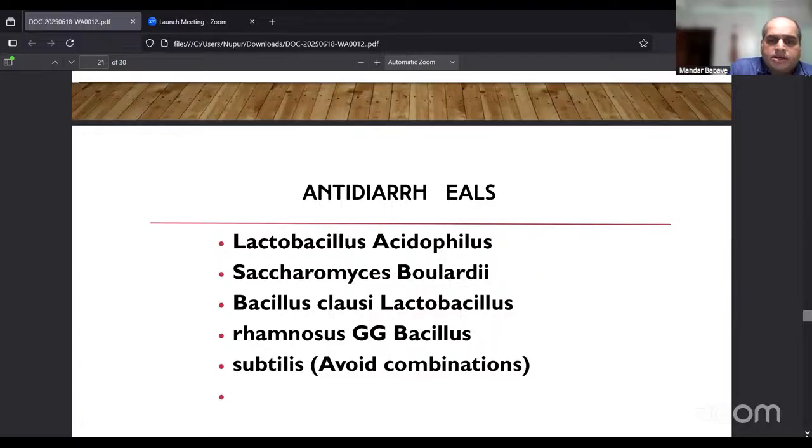Saccharomyces boulardii is available in the form of sachet. Bacillus clausii is available in liquid form, which is colorless, tasteless, odorless. Lactobacillus rhamnosus GG is available again in sachet form. Now, there are plenty of, again, probiotics which are used in different conditions, but the recommendation by Nelson is for Lactobacillus acidophilus, Saccharomyces boulardii, and Bacillus clausii.